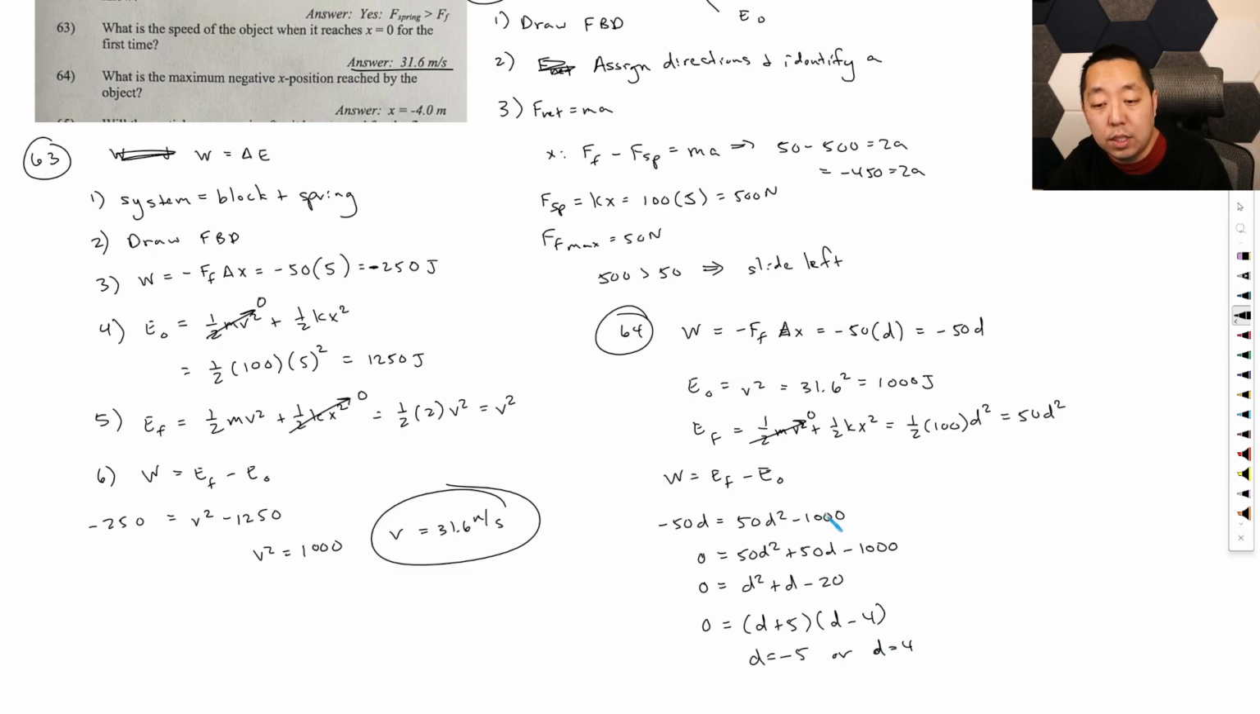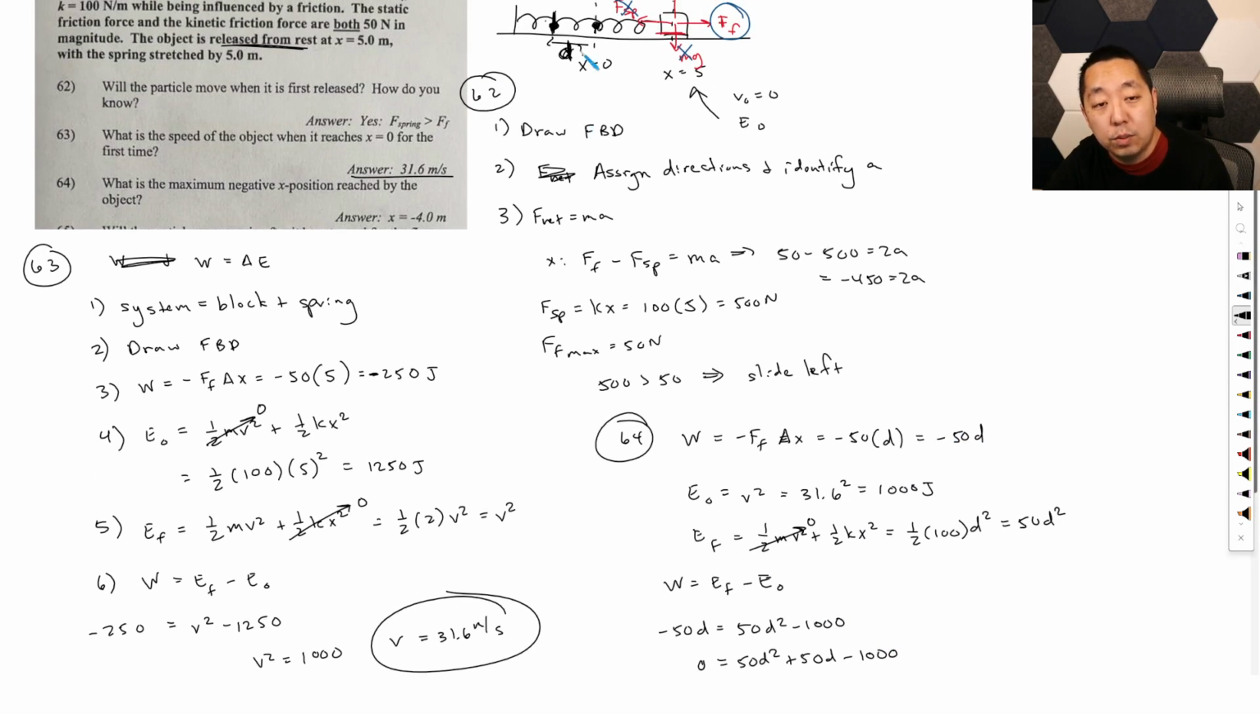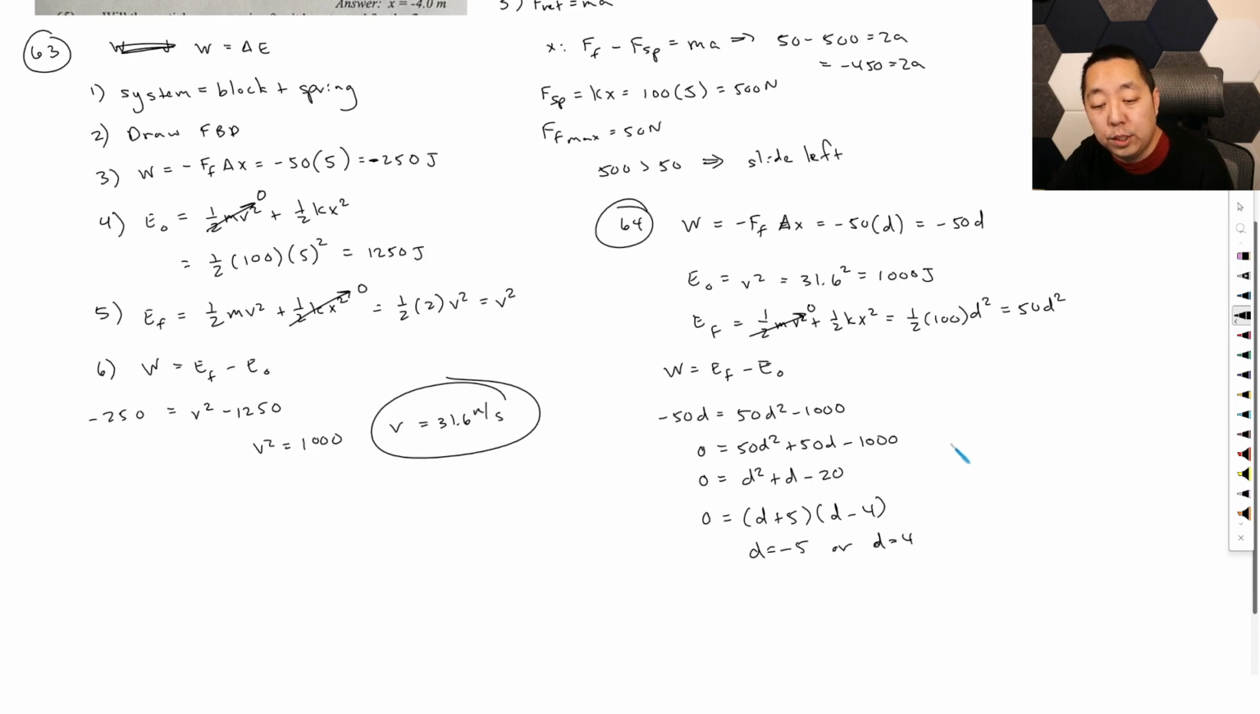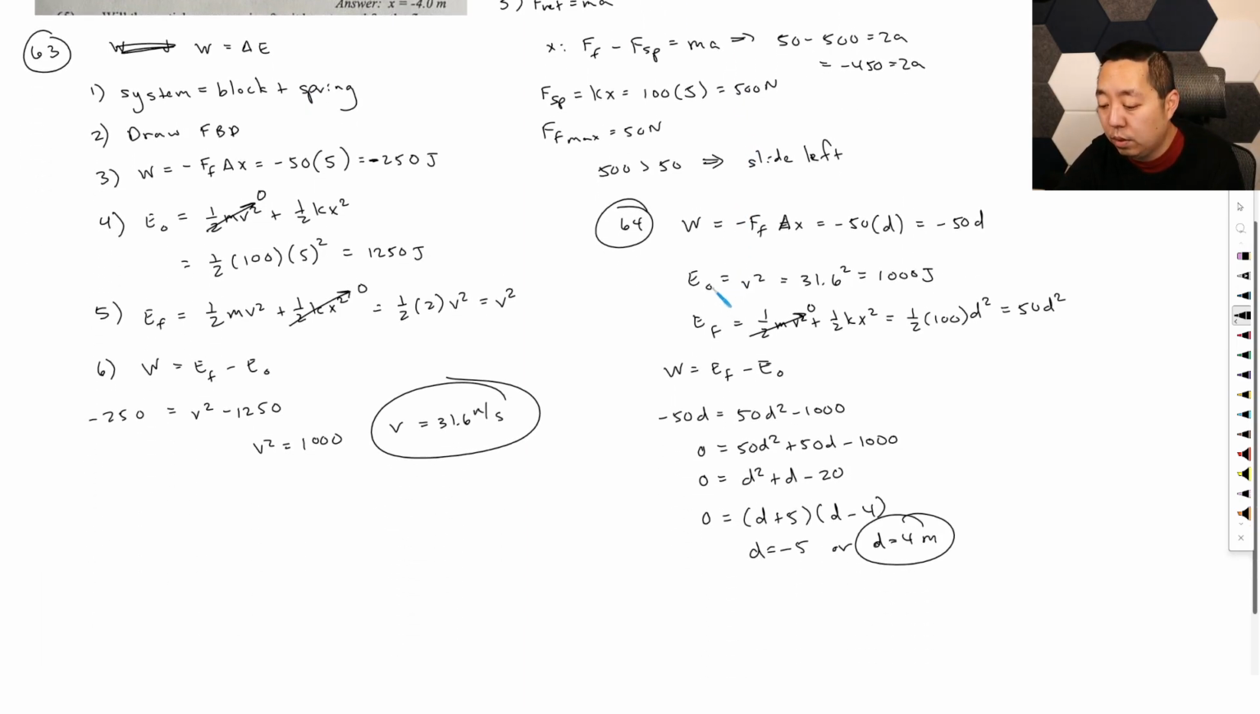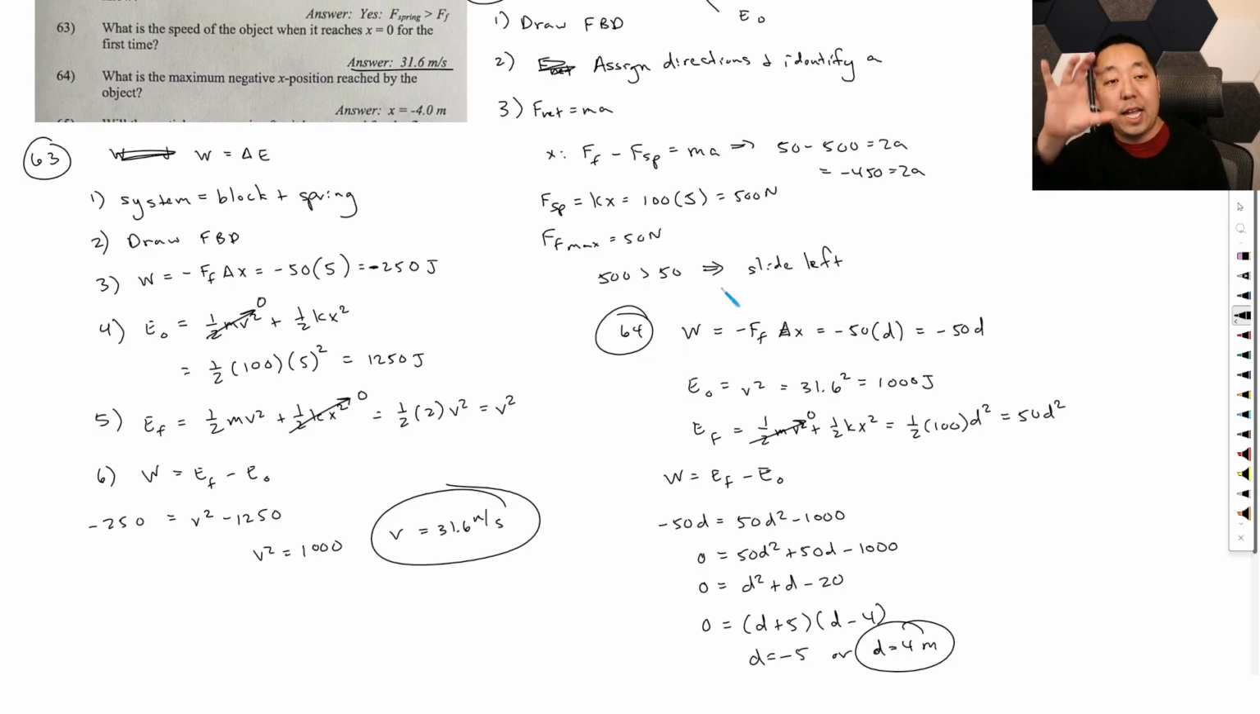Now, when I used this d calculation, I actually assumed d was a positive number. Why did I assume it was positive? Because this was going to be a negative work here. So, a little bit tricky to see, but the d is actually 4 meters to the left. And so that's why the x is equal to negative 4 meters. That's the negative x position. It's 4 meters to the left of where it started there. Okay? So I hope that clarifies. That's the process for work and energy. That's how we're always going to break down a work and energy problem.